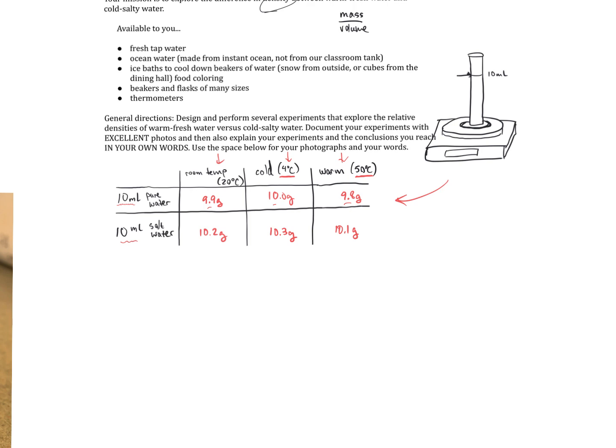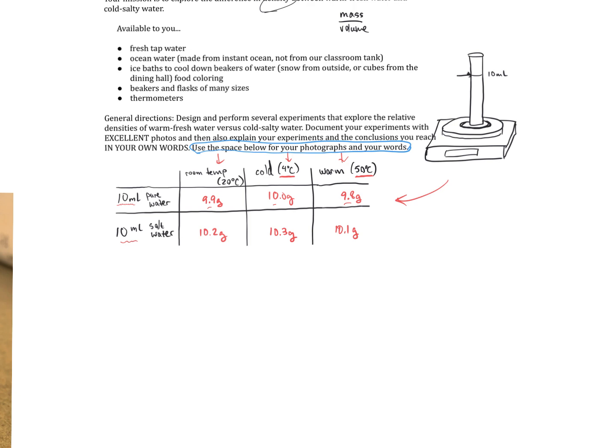Now the last thing we did, some of our lab groups did some variations of these. I don't think we recorded temperatures, but we had warm, we had cold, we had room temperature. People had the different masses, and hopefully they will talk about, as it says, use the space below for photographs and words, talking about what conclusions you can draw. So I'm not going to draw any conclusions down here other than to say, here are some data that you can use.